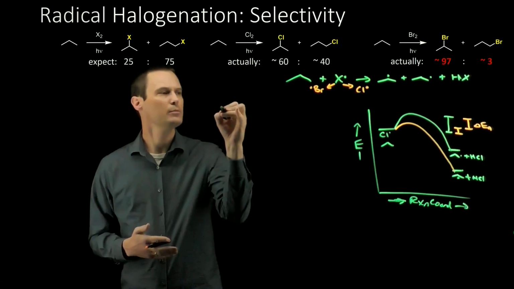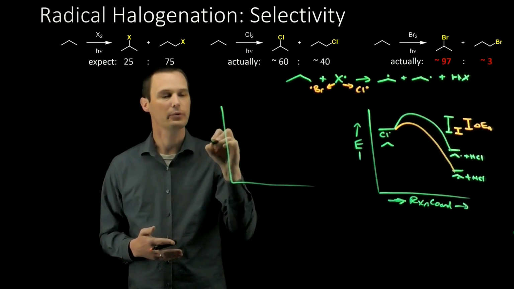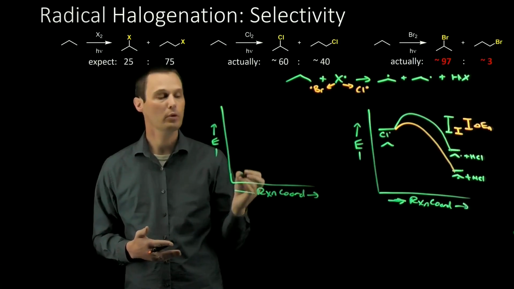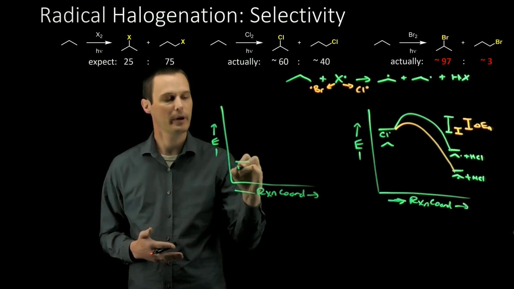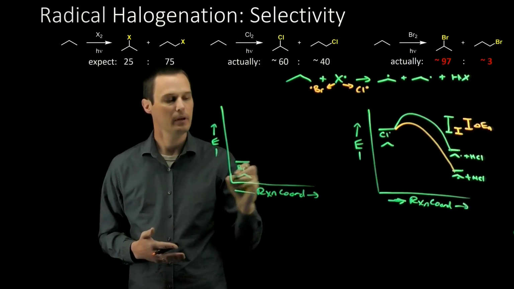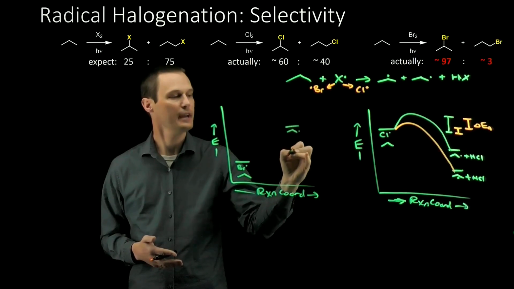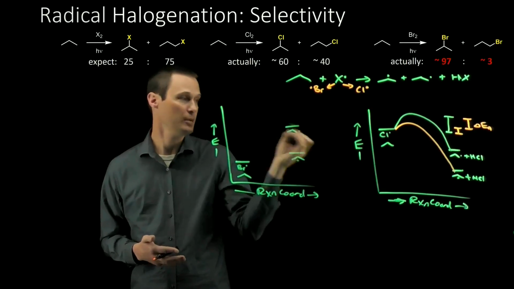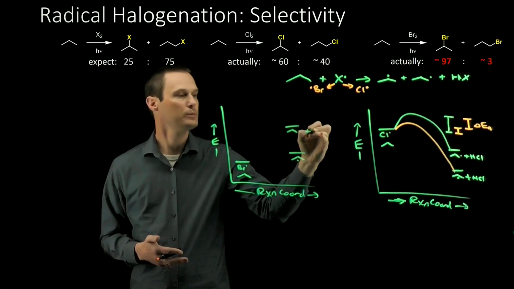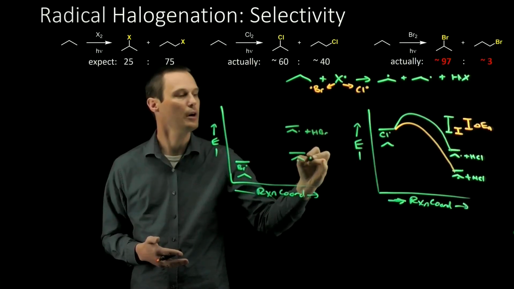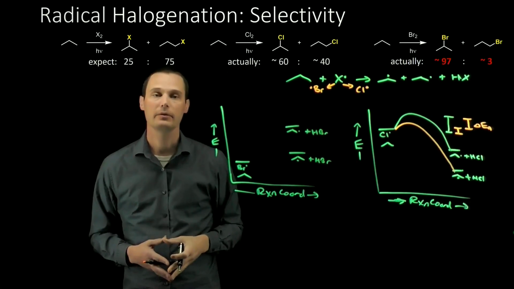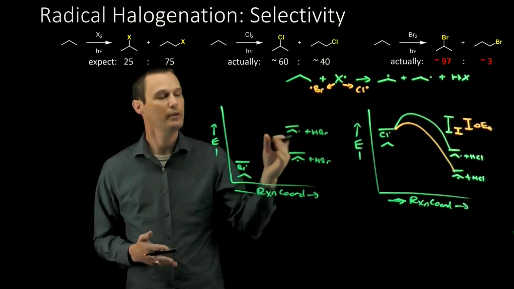If we look at a similar reaction coordinate diagram for the bromination reaction, the bromine radical is more stable than the chlorine radical, so the bromine radical starts out lower in energy and is still reacting with propane. We're still forming a primary radical and a secondary radical, and those have the same stabilities that we saw before, and we're still forming, in this case, HBr as our byproduct. So now let's look at the difference in these two steps. This is now an endothermic step.